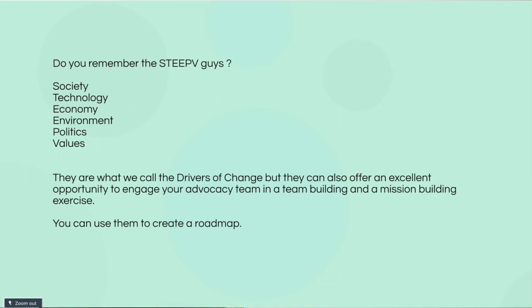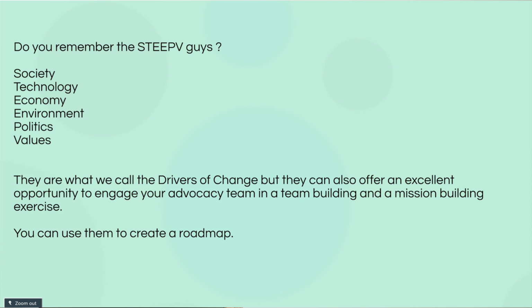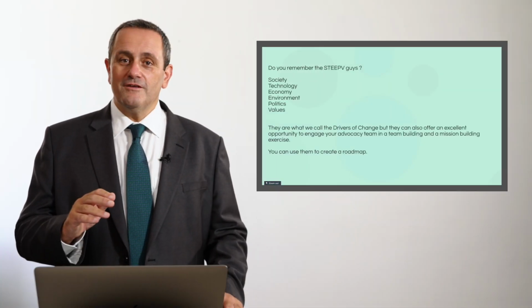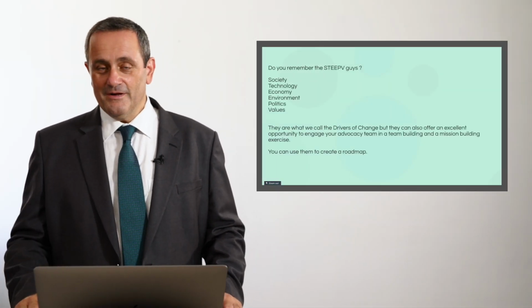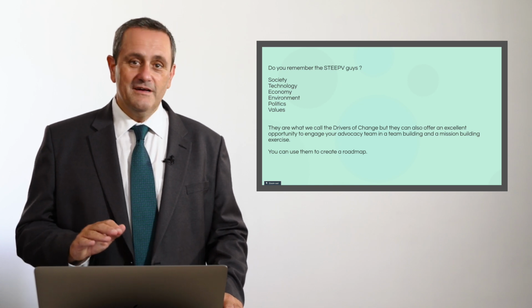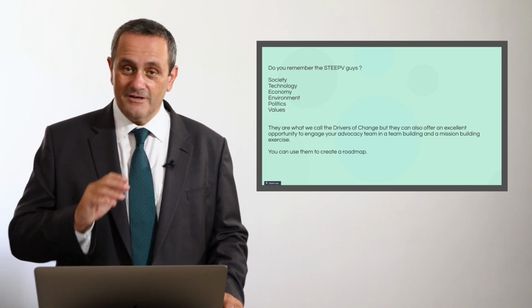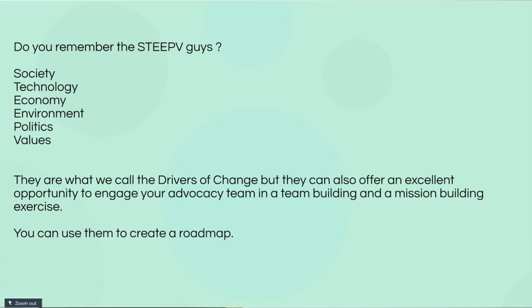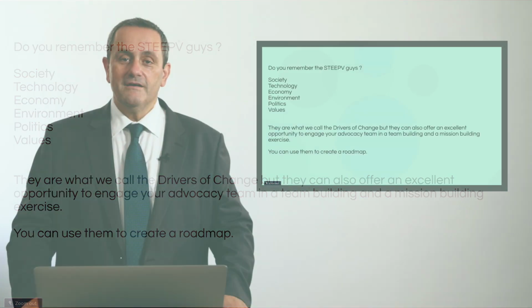Now, they are called the drivers of change by experts in foresight tools and techniques. Foresight with a big F. When we speak of foresight, we think you can predict the future, whereas foresight with a big F is about creating the future, creating the scenario. They are what we call the drivers of change, but they also, and this is how I like to use them, offer an excellent opportunity to engage your advocacy team in a team building and a mission building exercise. What do you do?